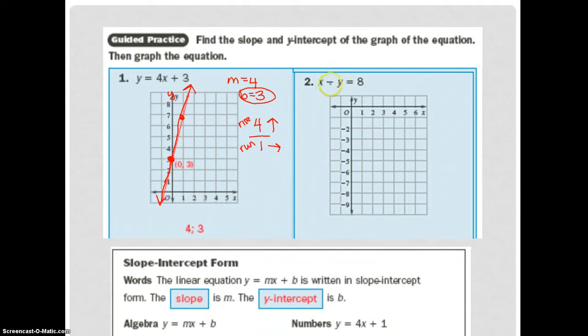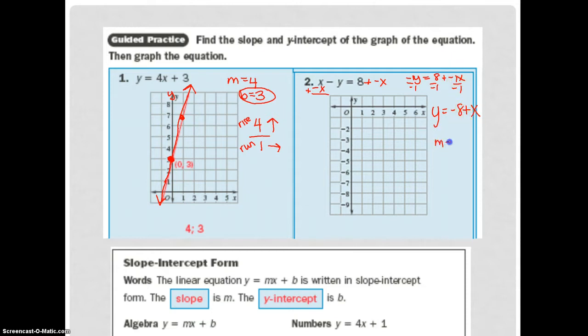Number 2, we do need to rewrite this, and I'll do this for you. Remember, we add the opposite of the x term. That means we're going to get left with negative y equals 8 plus negative x. So I'm going to divide by this negative 1 that's there. And you have y equals negative 8 plus, now there's a 1 there too, so this actually just becomes x because it's a positive 1. Two negatives make a positive.